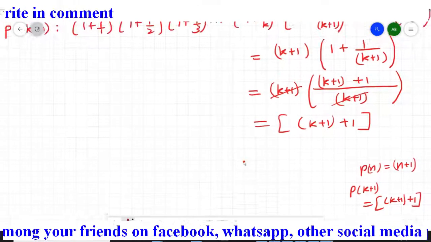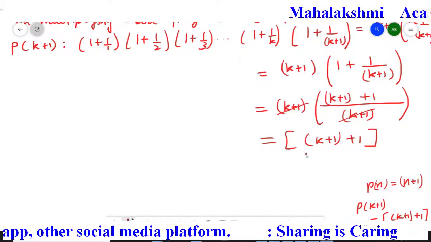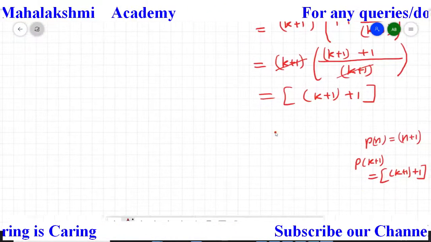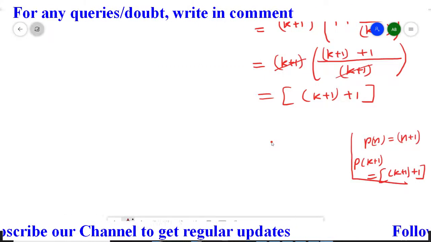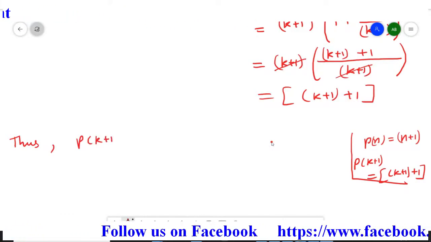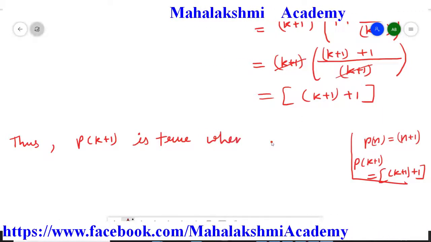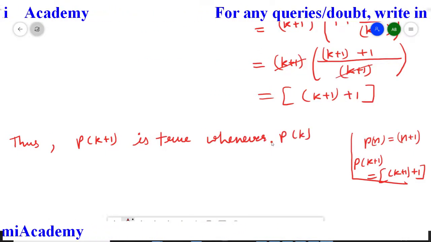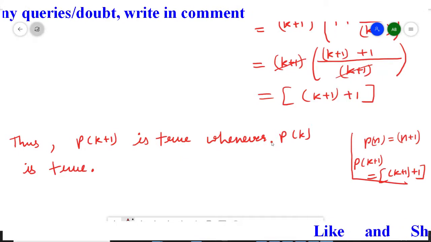Now since we have successfully converted Pk plus 1 into the format of the Pn statement, we can say that this statement is true. But it is only true if Pk is true, so that we have to write down. So we write here, thus statement Pk plus 1 is true whenever Pk is true. So all three steps are completed.